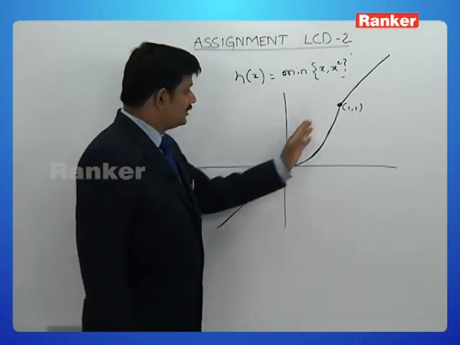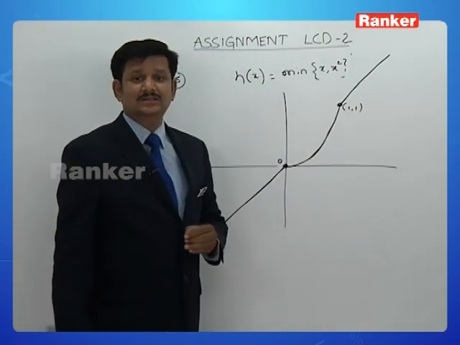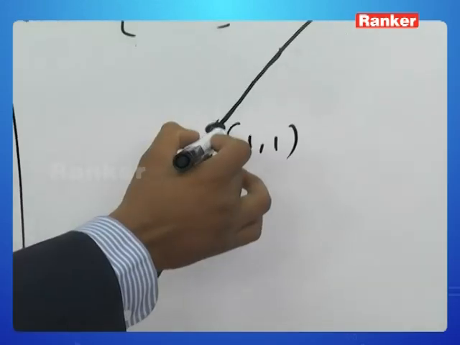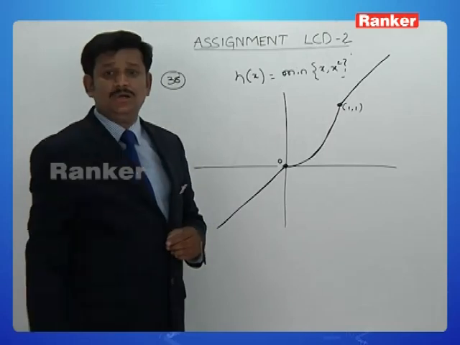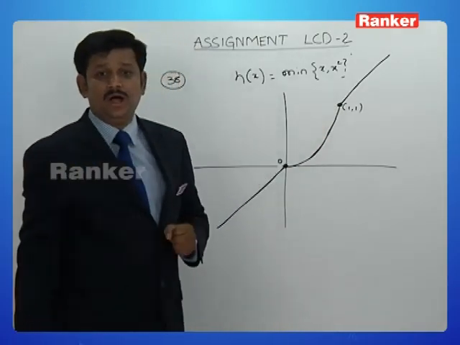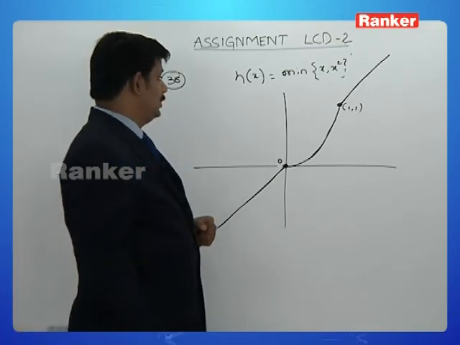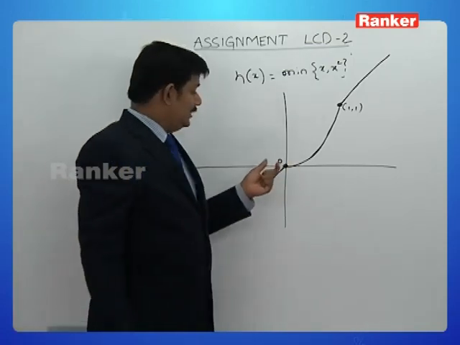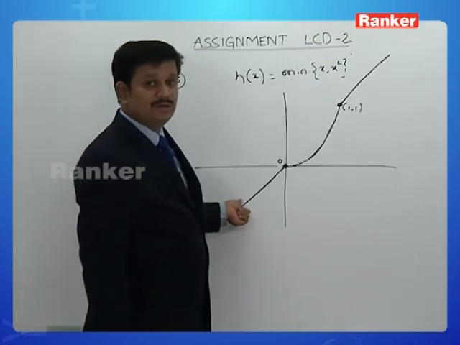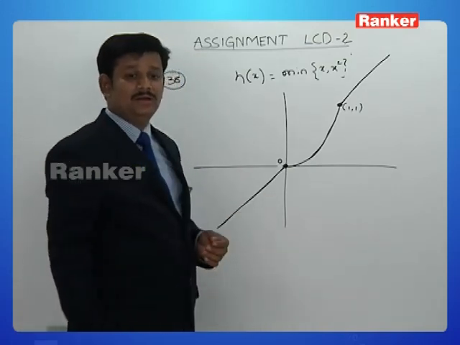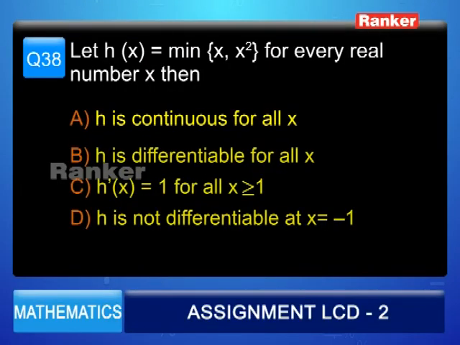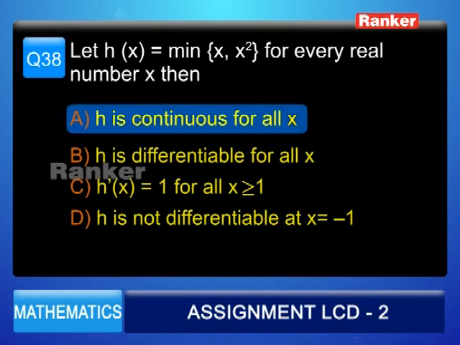For all x greater than or equal to 1, h dash x is equal to 1. That's true for all x greater than 1, but not for x greater than or equal to 1. At 1, we have a point of non-differentiability. And at x is equal to minus 1, the function is very much differentiable and derivative is equal to 1. So, among the options, it is only option A. The function is continuous for all x. Answer is option A.